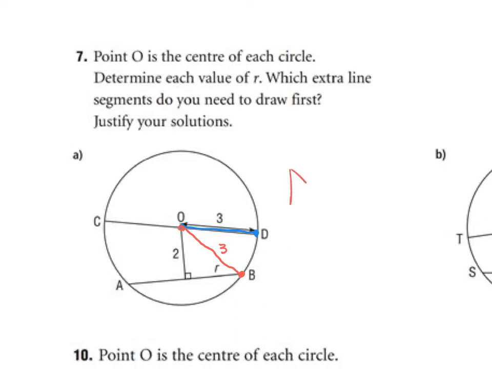So now I have a triangle that looks like that, and you're trying to find that length there. So again, I would use Pythagorean theorem. I'm going to go A equals the square root of 3 squared minus 2 squared. So A is equal to 2.2.